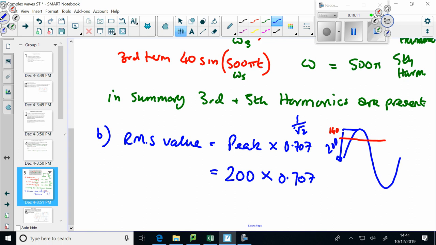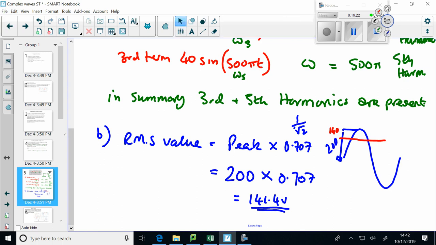What is it? 141.4 volts. So that fundamental would give the same power into, let's say, a 10 ohm resistor as 141.4 volts DC. That's what it means.